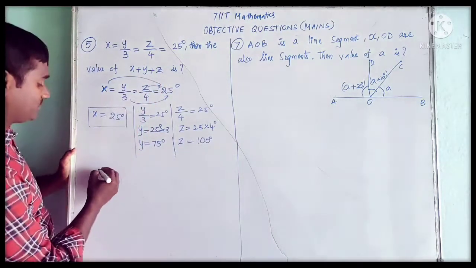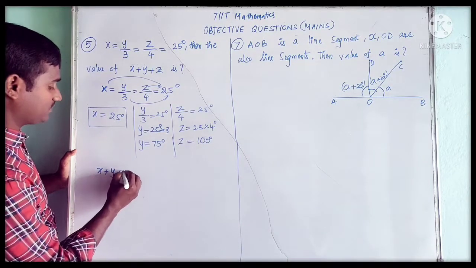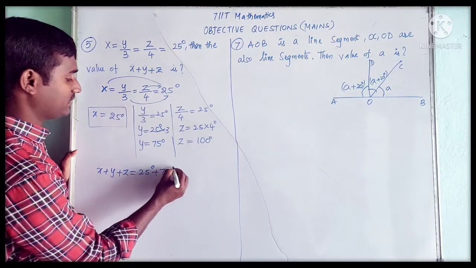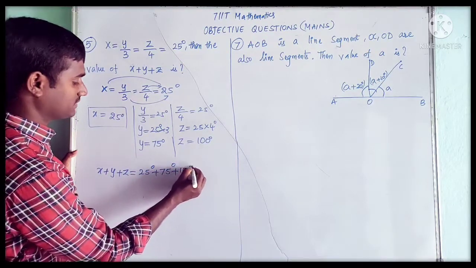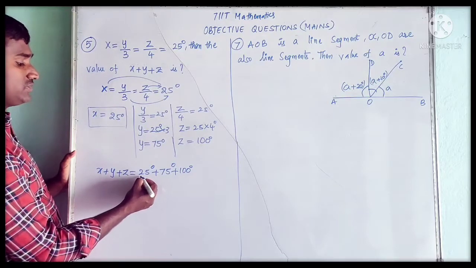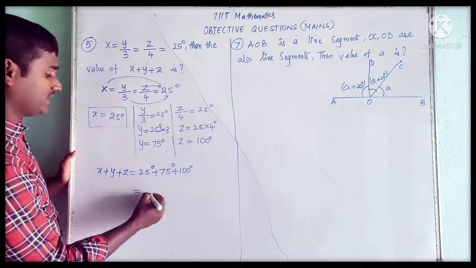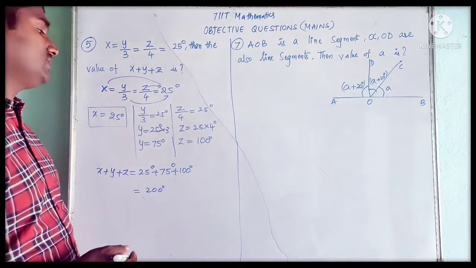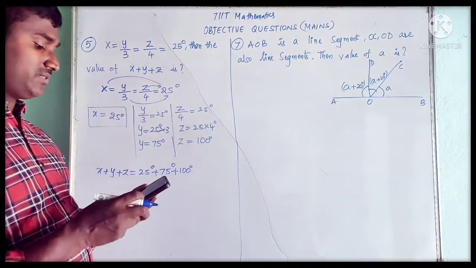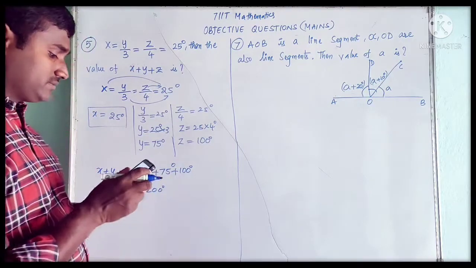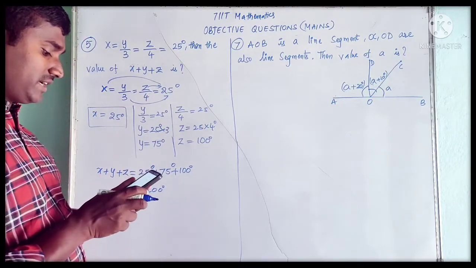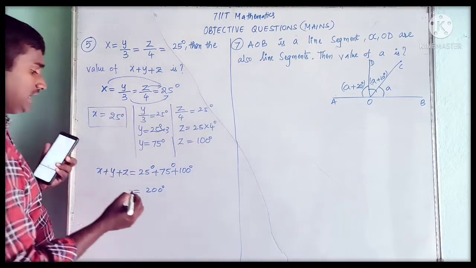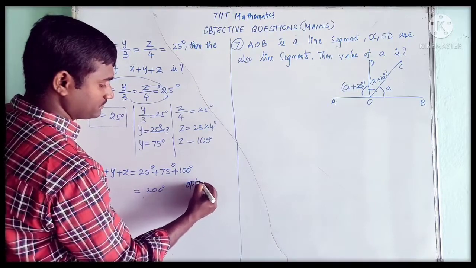So we can find x plus y plus z. x plus y plus z equal to 25 degrees plus 75 degrees plus 100 degrees, that is equal to 200 degrees. So x plus y plus z is how many degrees? 200 degrees. Which is the correct option for that? Option 3 is the correct option.